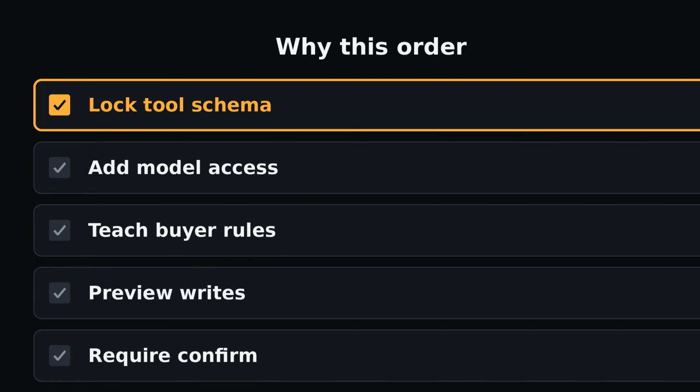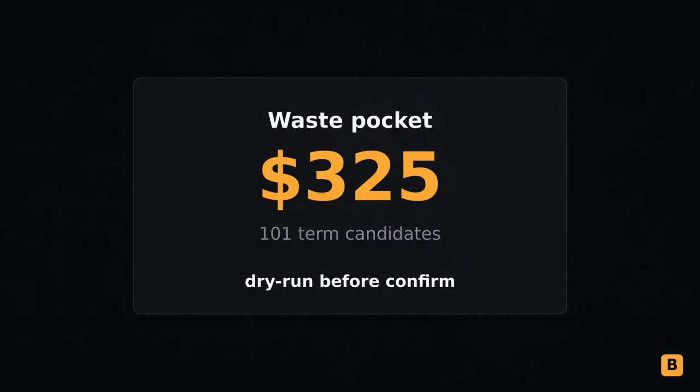Anchor the workflow on the live numbers, not on a demo account. Pull 30 days, rank 0 conversion terms by spend, and let the skills propose negatives for the $325 pocket first. Run that proposal through dry run. You should see the candidate count, the matched campaigns, and the no-op guarantee before confirm. That is how 29 tools stay useful on a morning when average CPA is $41.